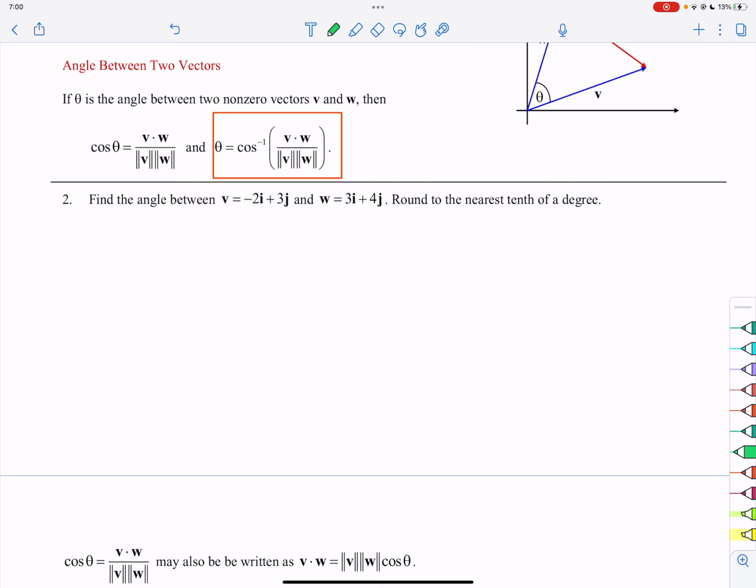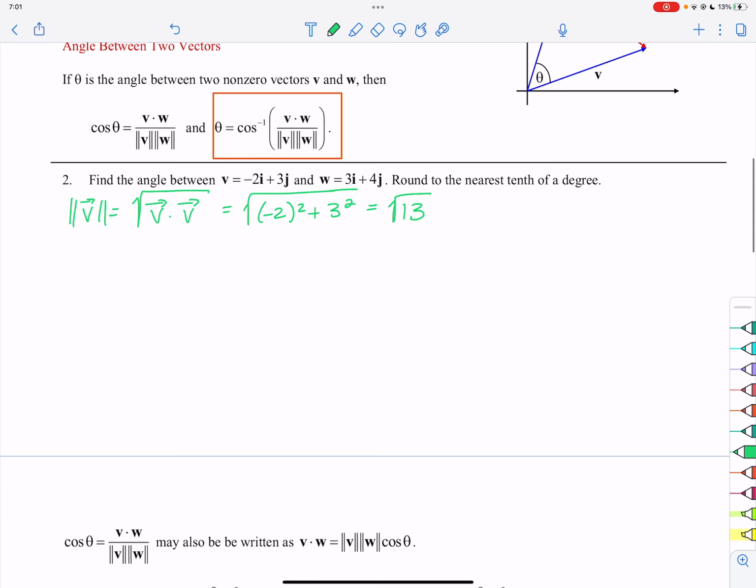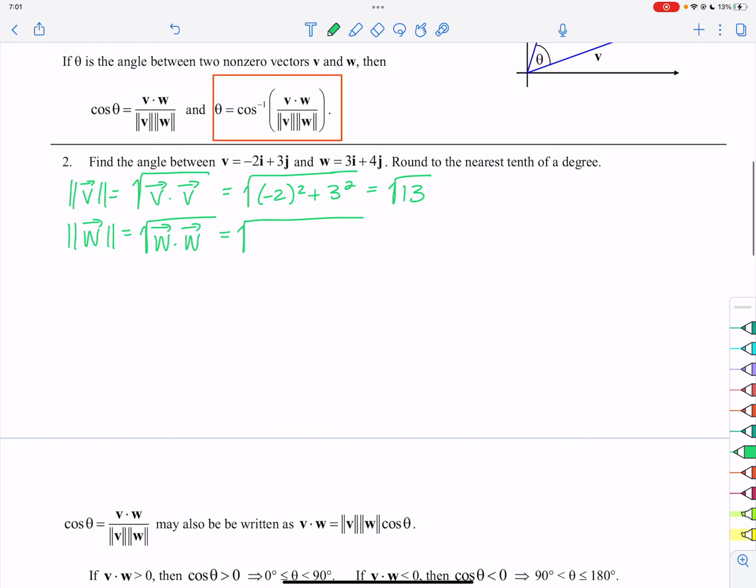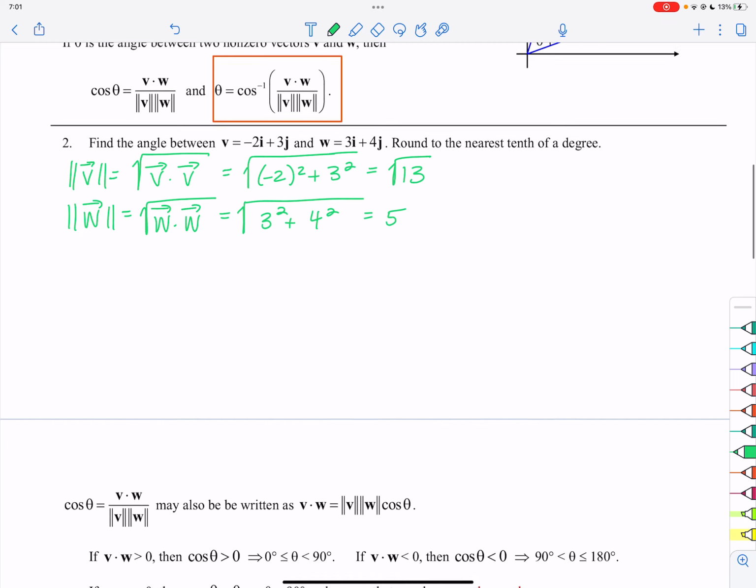So we will need the magnitudes of each vector, so we might as well go ahead and find those magnitudes now. We have the dot product of V with itself, and that's equal to, of course, -2 squared plus 3 squared, and we come up with root 13. Let's do the same for vector W, and we have that definition that magnitude is equal to the square root of the dot product of the vectors. And now we have 3 squared plus 4 squared, and we come up with 5.